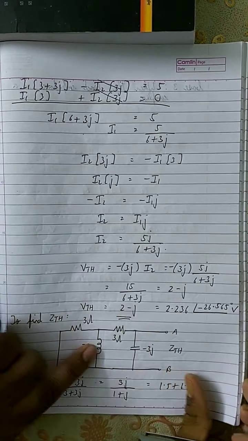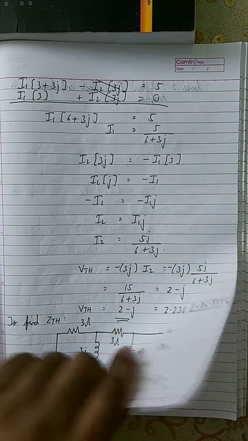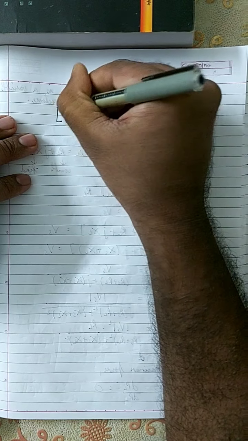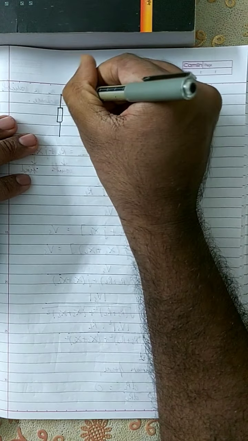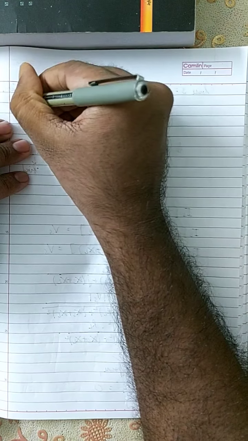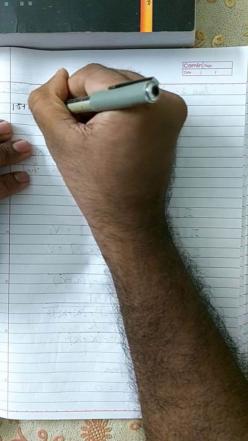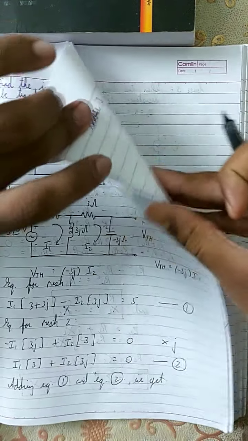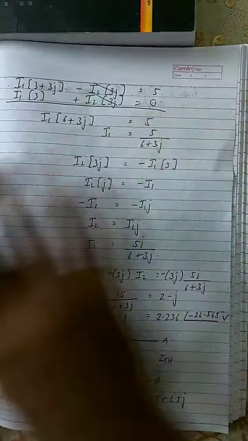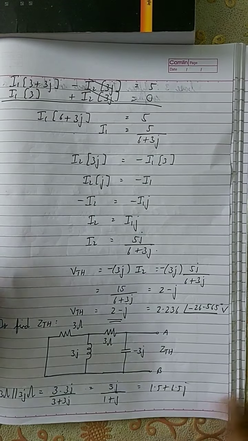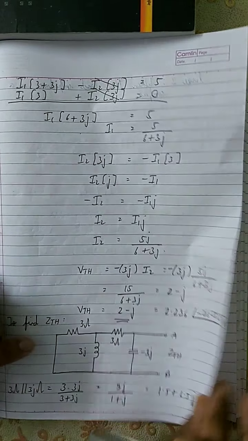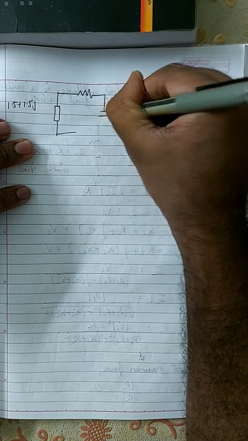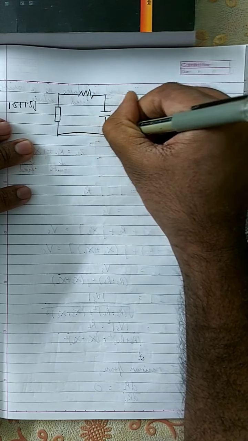So now I have combined these two elements. After combining them, this has become a single element like this, and the value of this element is 1.5 plus 1.5j. The rest of them will be the same, that is a 3 ohm and a minus 3j.